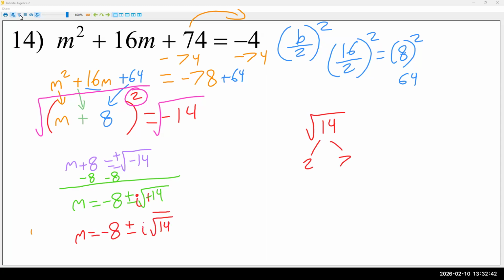Now, if that looks a little different from the answer I flashed up on the screen at the beginning, it's because I put just plus or minus, and they're going to do one of each. They're going to have negative 8 plus i square root of 14, and then negative 8 minus i square root of 14. I like the plus or minus, so I can just keep them together. I'll leave it like that. If I can simplify the square root of 14, I would, but I couldn't here. All right, and then the rest of those should be similar to number 14. So I should be able to finish your paper from that.